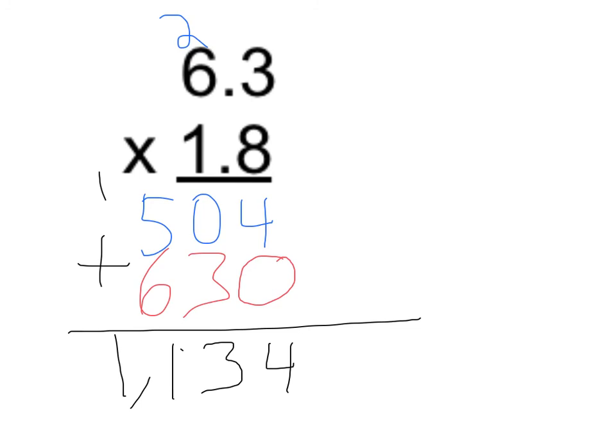So I have an answer of 1,134. However, now I need to consider the decimals. And what I like to do is compare it to my magnitude estimate of 6 times 2, which was a total of 12. Where could I put the decimal in my answer that would give me an answer close to 12? It has to go between the 1 and the 3. So that would give me an answer of 11 34/100.